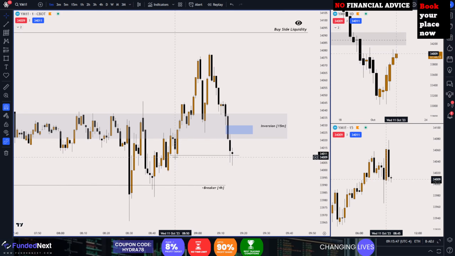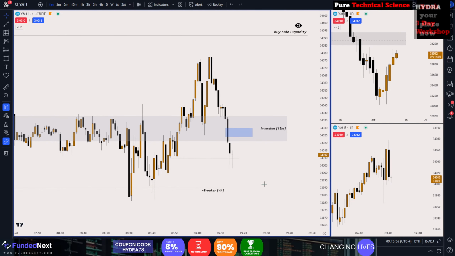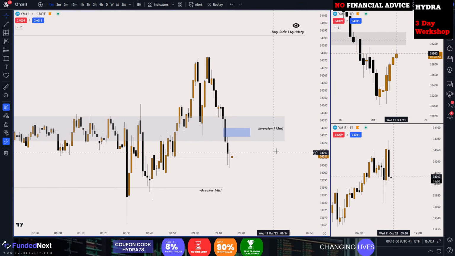Price came down and hit our relative equal lows here. So that's what I told you guys, that I want to see price clearing these levels out, but still no setup. Still we are not inside our macro level. So I prefer to wait.